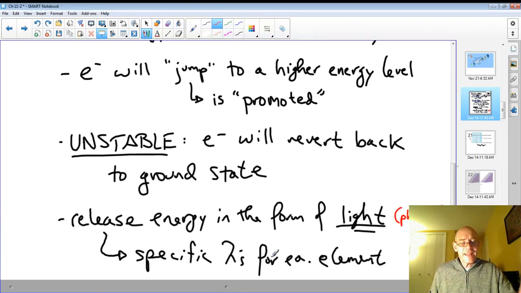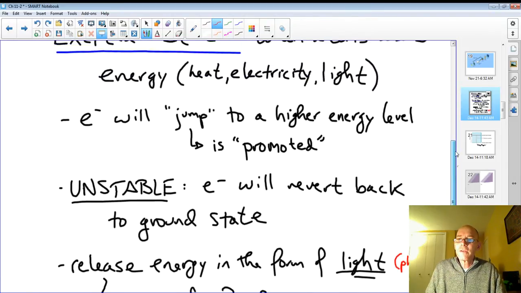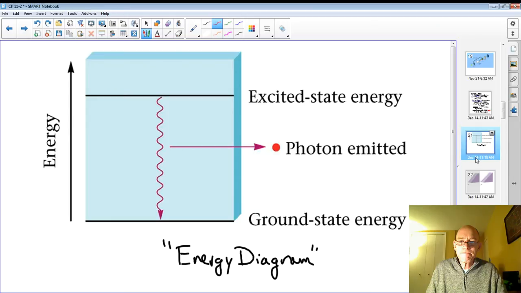And again, each element has a specific set of wavelengths, and there are a number of different promotions that can occur. There are a number of different relaxations, that's called, to a lower energy state. So there's a number of different stripes or bright spots on a spectrum, but it's not continuous. It's discrete. So let's look at a couple of visualizations of this.